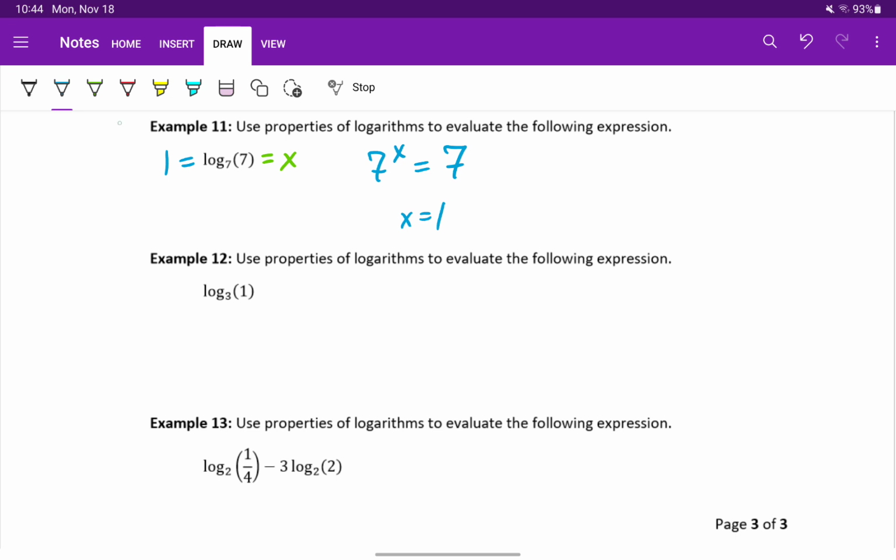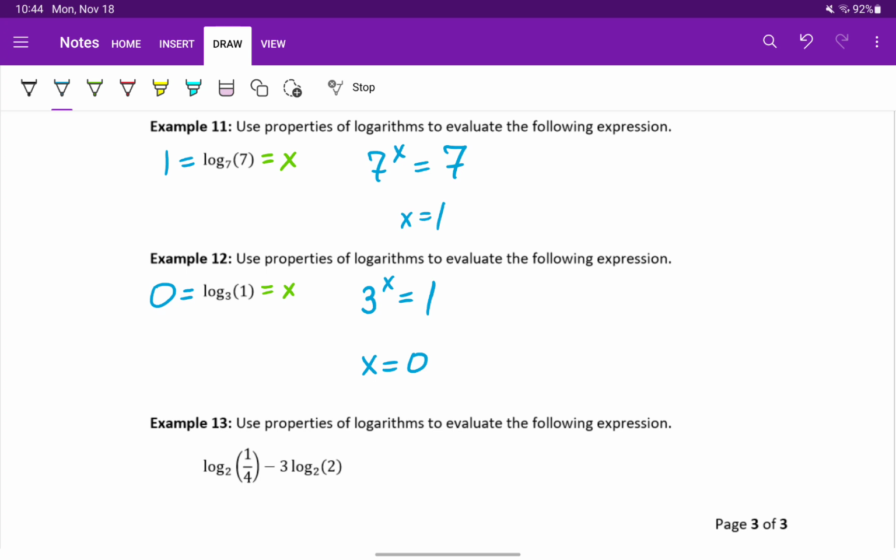In example 12, we have the log base 3 of 1. Rewriting that again as an exponential equation would give us 3 to the x power is equal to 1. The way to get 1 is to take any number raised to the 0 power, so x has to be equal to 0. That tells us that the log base 3 of 1 is going to be equal to 0.